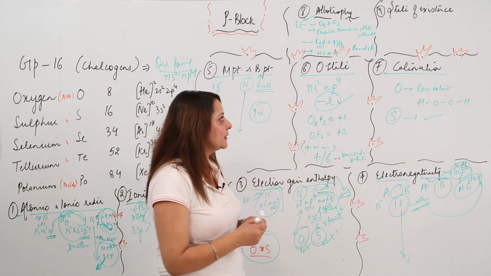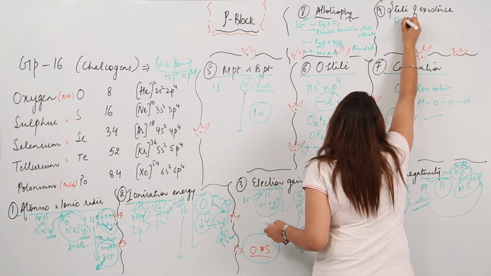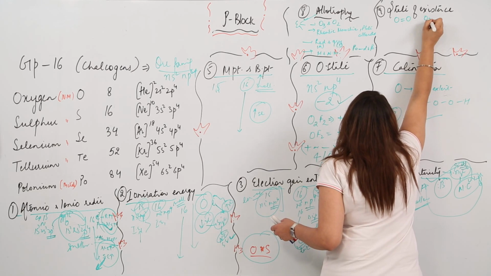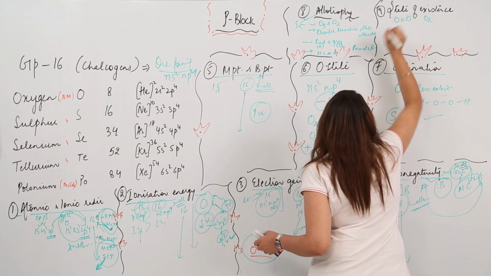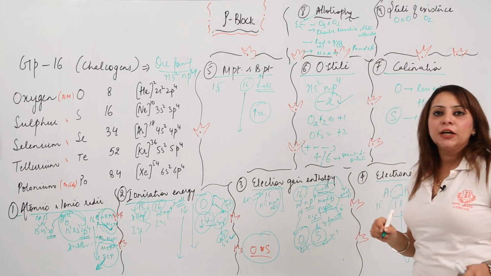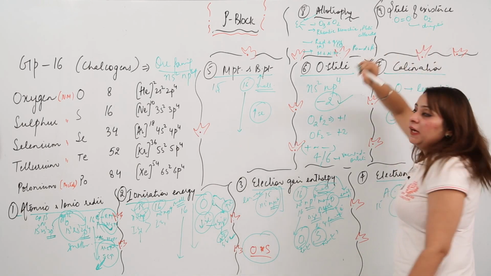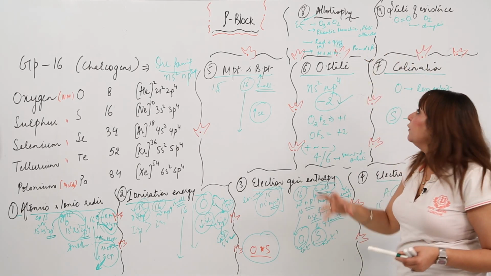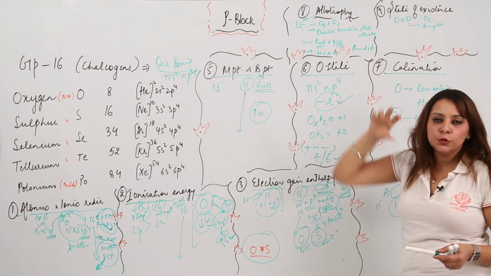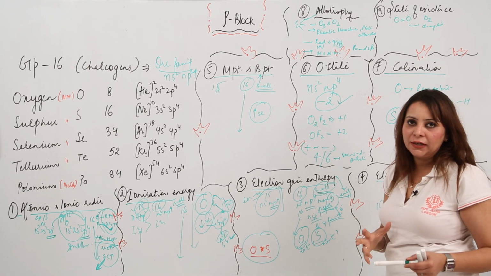Last is the state of existence. If we talk about oxygen, we know that oxygen exists in this form. It is a diatomic gas, O2, and the electrons are arranged like that. As you can see, it doesn't have any unpaired electrons, so we say it is diamagnetic. But experimentally, by molecular orbital theory, it has been proved that it is paramagnetic. But still, if you draw the structure like this, you will find that there is no unpaired electron, so it is diamagnetic.